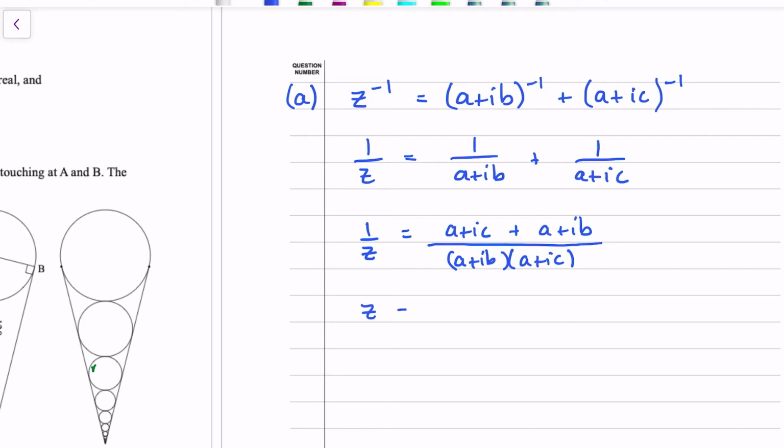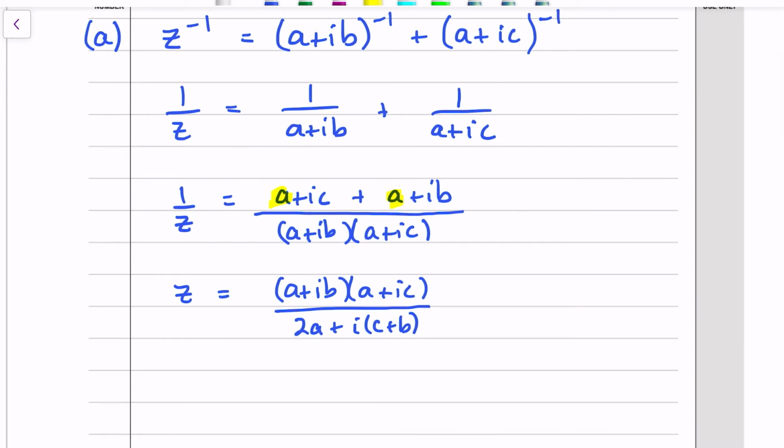So z is therefore equal to (a plus ib) times (a plus ic) all over 2a plus i times (c plus b). I'm just putting the denominator together. I've got the real parts, the 2a's, and the imaginary part is c and b, both with i's. Now, of course, if we want to find the real part of this, we need to put it into a standard format. At the moment, it's a complex number divided by a complex number. So we multiply by the conjugate of the denominator.